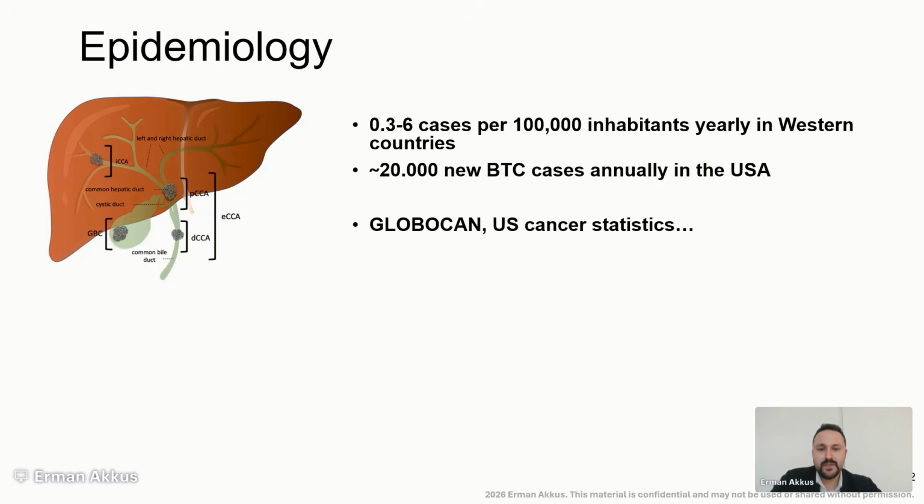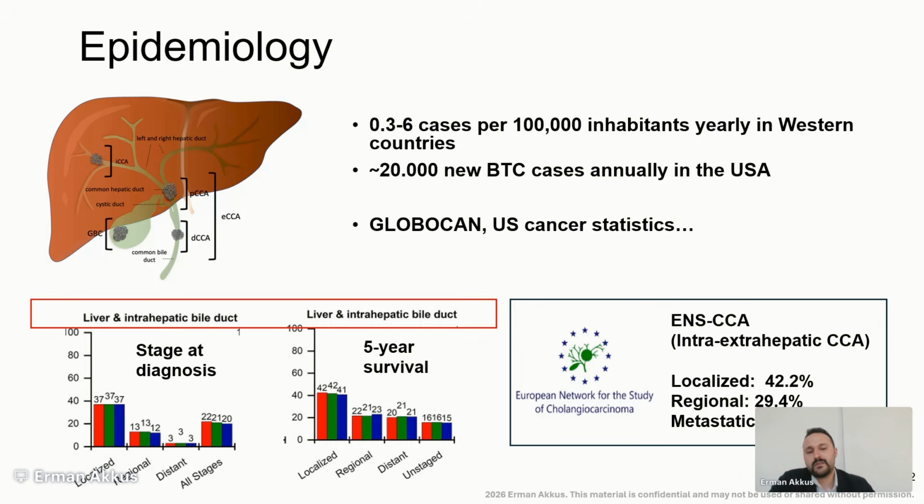As we know, the biliary tract cancers are not common cancer types. So around 0.3 to 6 cases per 100,000 inhabitants in Western countries yearly. And it reflects around 20,000 new BTC cases annually in the USA. The epidemiological data comes from GLOBOCAN and US cancer statistics data. But we have a problem.